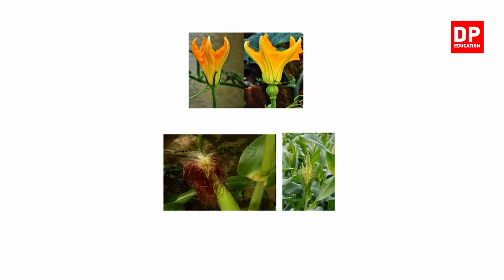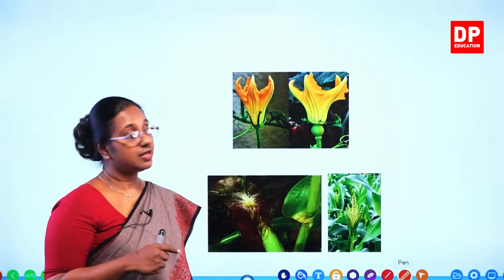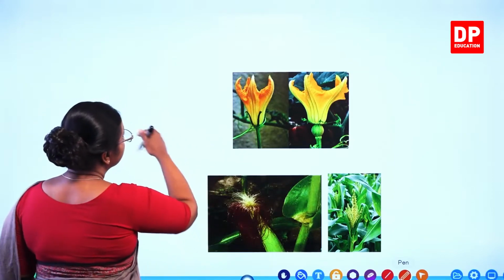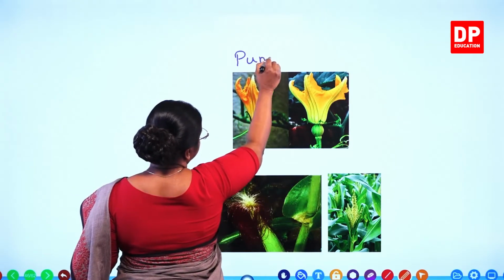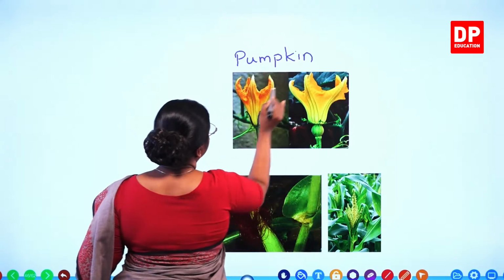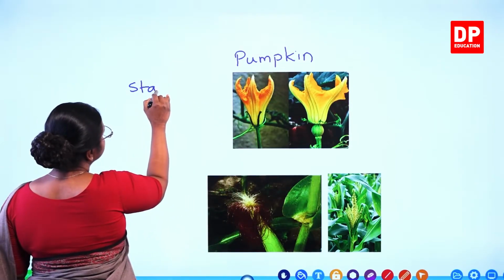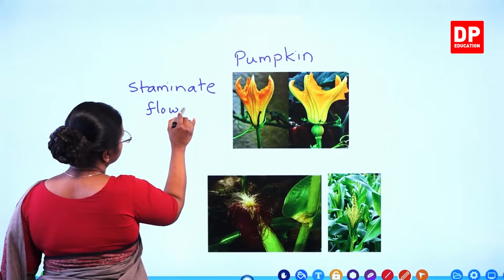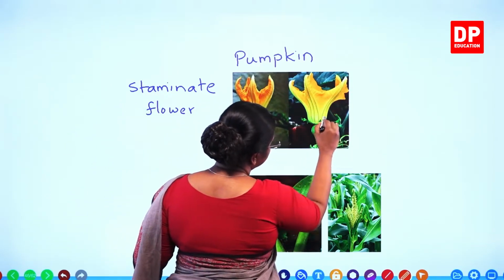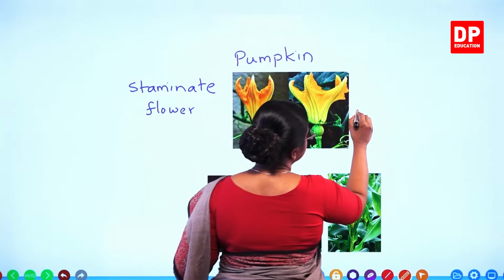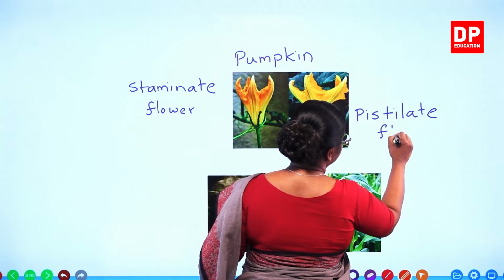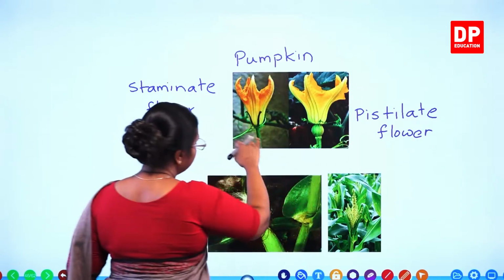Now here in the diagram, you can see the pumpkin flowers. This one is the staminate flower. So here this is pumpkin. This is the staminate flower. Here you can see this structure with the ovary. So that is the pistillate flower. That is in pumpkin.